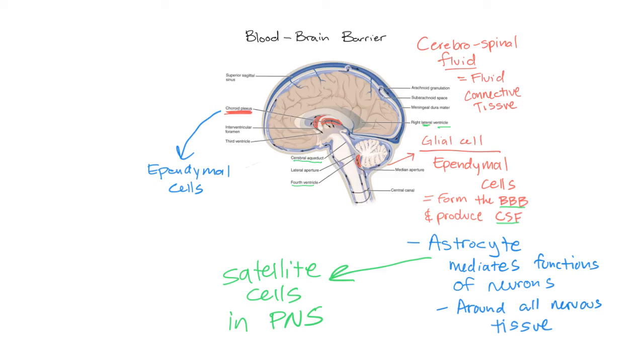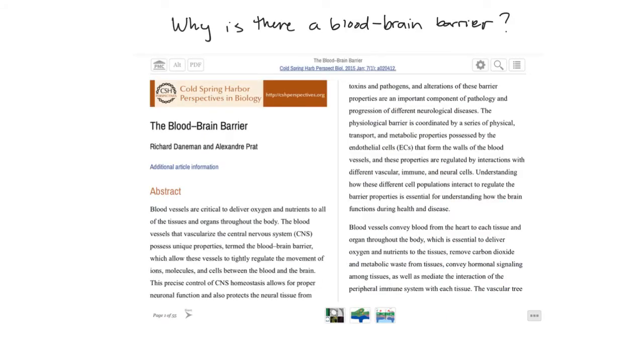So we can then from here go back to our worksheet. Here is an article from the primary literature. It's called the blood-brain barrier. If you want to learn a lot more about the blood-brain barrier, you can read this article. But what I want you and your neighbor to do is read this first paragraph of the abstract and answer this question: why is there a blood-brain barrier? I'll give you a few minutes to do that.